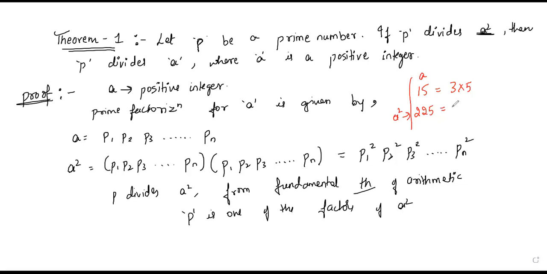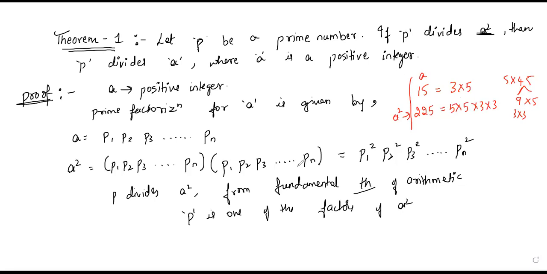5 into 45 is 225. Okay, 25 and again, 45 is 9 into 5. So it will be 5 into 5 into 3 into 3. Just a second. 5 into 45, this 45 is 5 square, 3 square. Okay. So 5 into 5, then 3 into 3.